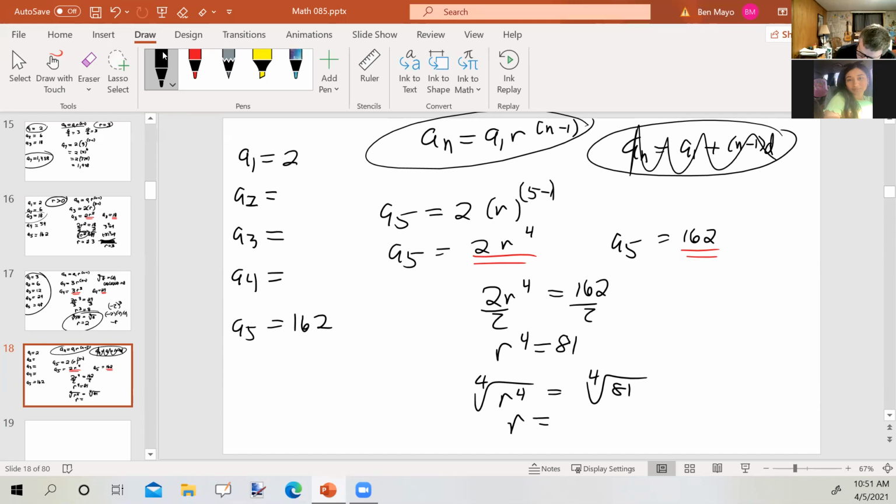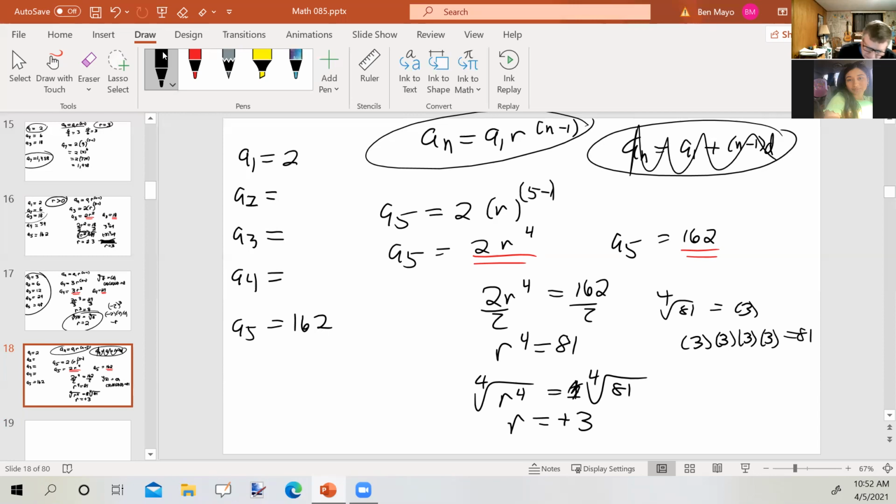The 4th root of 81, let's see, what times itself is 81? 1 times 1 times 1 times 1 is 1. 2 times 2 is 4, times 2 is 8, times 2 is 16. 3 times 3 is 9, times 3 is 27, times 3 is 81. Okay, so the 4th root of 81 is 3 because 3 to the 4th power is 81. Now, do I get a plus or a minus? Well, initially I would, except that recall the directions said insert 3 positive geometric means.